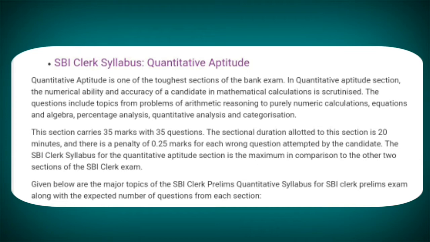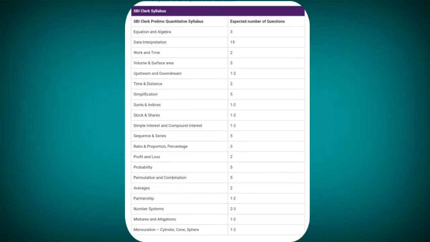The SBI Clerk Syllabus for the Quantitative Aptitude section is the maximum in comparison to the other 2 sections of the SBI Clerk exam. Given below are the major topics of the SBI Clerk Prelims Quantitative Syllabus along with the expected number of questions from each section. Equation and Algebra: 3 questions. Data Interpretation: 15 questions.